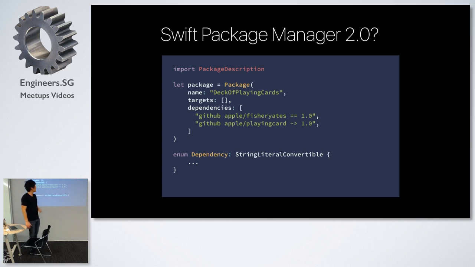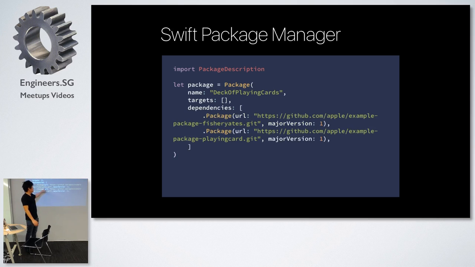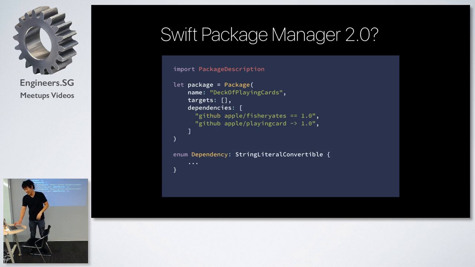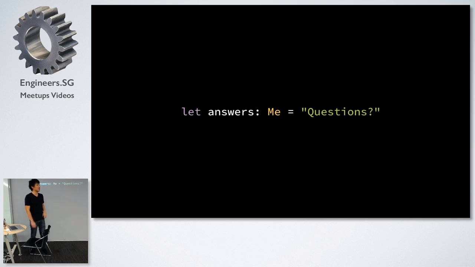Which is crazy, right? If you think about it, we are the only language that uses something this verbose to initialize packages. You look at Ruby gems, no, not like that. Python, pip, not like that. Go get is not like this. Anyway, it's open source, so go ahead and contribute a string literal convertible if you want. That's all there is to it.